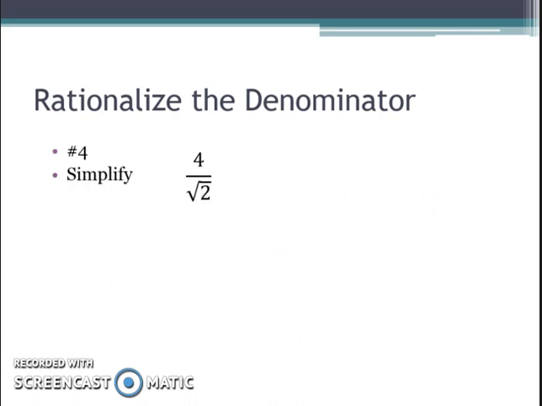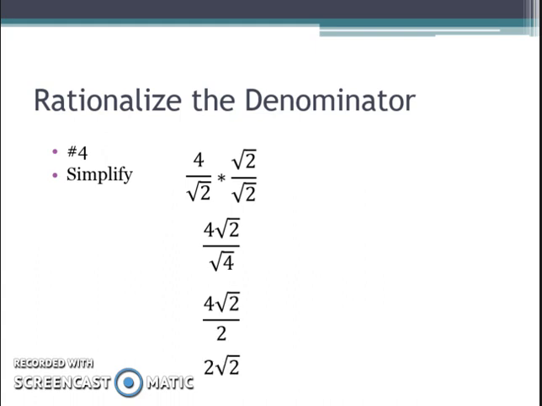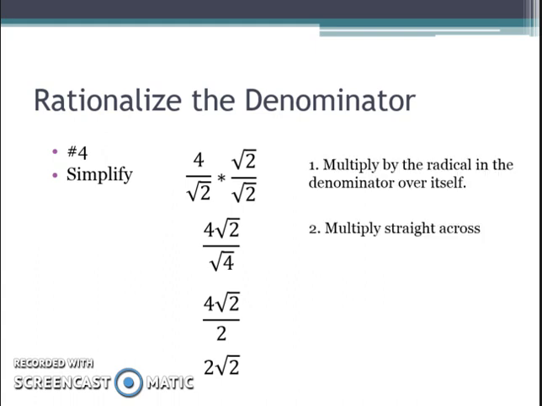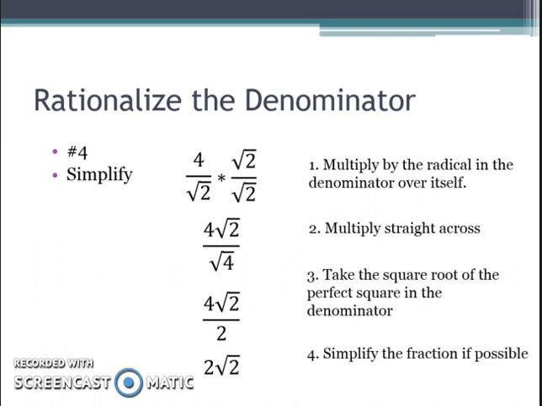So let's see another example here. We're going to first multiply by the square root of 2 over square root of 2. Then we're going to multiply straight across. 4 square root of 2 over square root of 4. That becomes 4 square root of 2 over 2. Square root of 4 is 2. And then 4 divided by 2, that simplifies down to 2. So it becomes 2 square root of 2. So we multiplied. Then we multiplied straight across. Then we took the square root of the bottom, and we simplified the fraction.